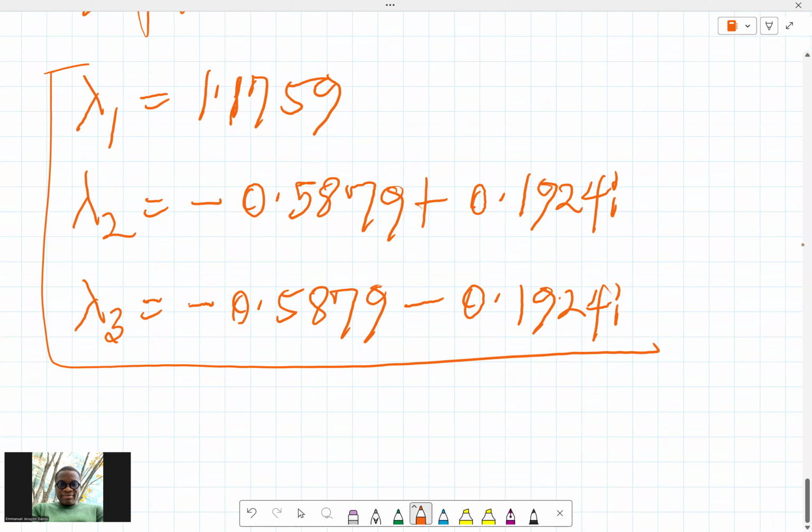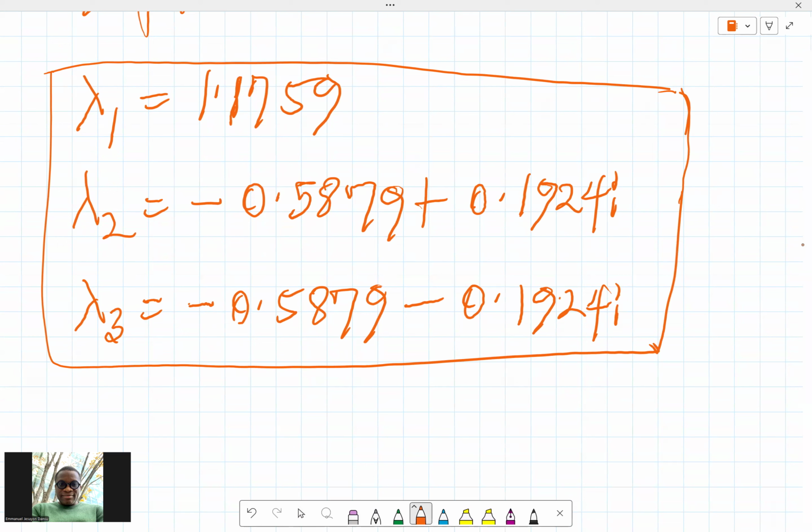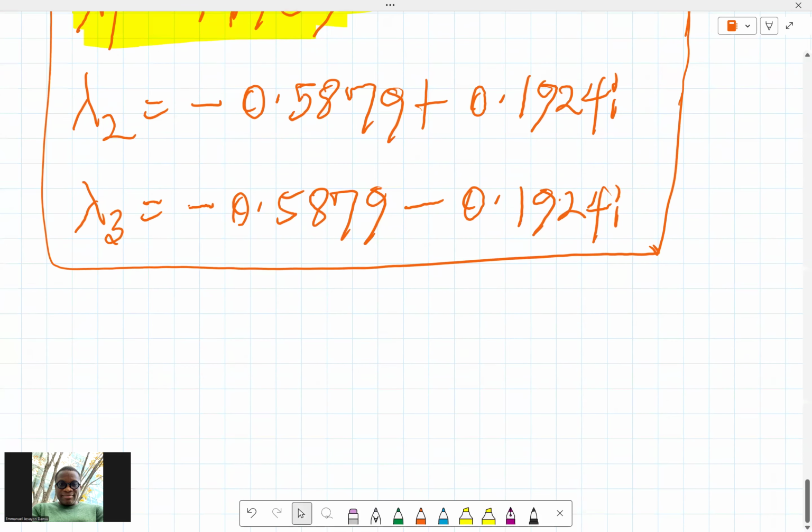But since we're talking about population, the most important eigenvalue is the dominant one. That's the biggest of them, and that is this one now. So the biggest eigenvalue is lambda 1 equals 1.1759. And what is the implication of that? That actually has some meaning as far as the population is concerned.